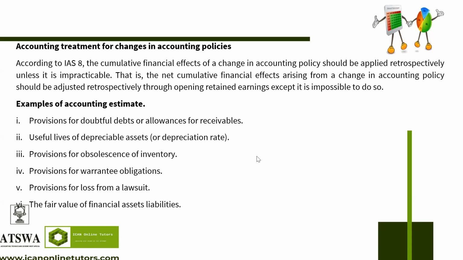Provision for warranty obligation is an example of an accounting estimate. Provision for lawsuits, or provision for loss from a lawsuit, is a very good example of an accounting estimate. This we'll look at more when we get to IAS 37. Also, fair value of financial liability is a very good example of an accounting estimate. Don't forget, estimates are approximations in accounting, and we cannot determine an absolutely precise figure until the final calculation.